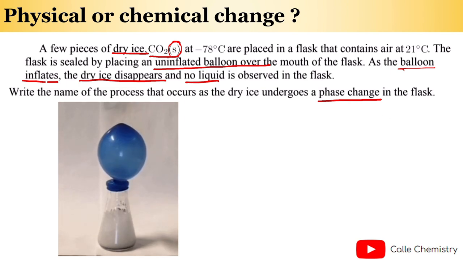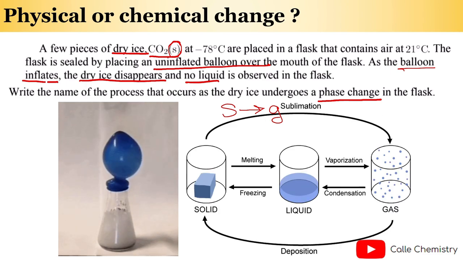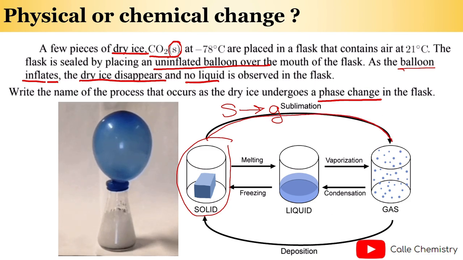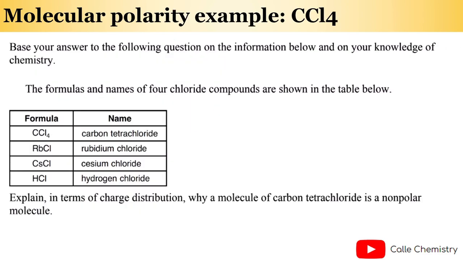So if there's no liquid, then the solid phase of the carbon dioxide, the dry ice, is going straight to the gas phase. Now, what is that phase change called when you go from the solid to the gas? When you go from the solid phase to the gas phase, that is called sublimation. So write the name of the process that occurs. The answer for this question is sublimation. Let's go on to the next one.